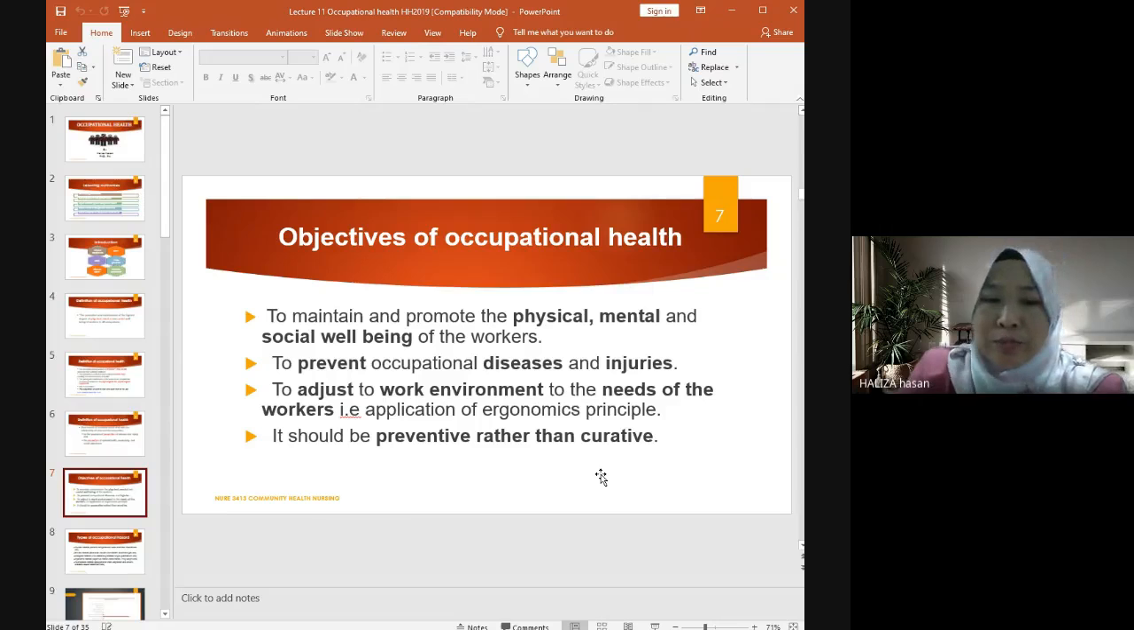And then it should be preventive rather than curative. Meaning that we have to prevent any injury or any disease related to our occupation, rather than cure. So we have to prevent, to reduce the risk.